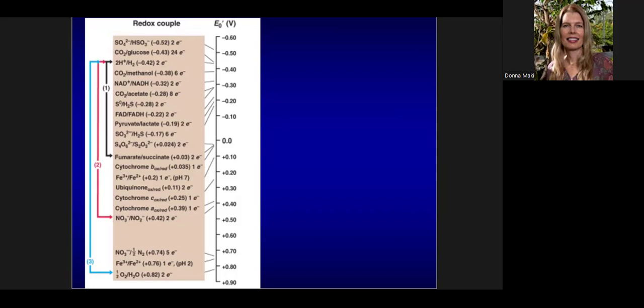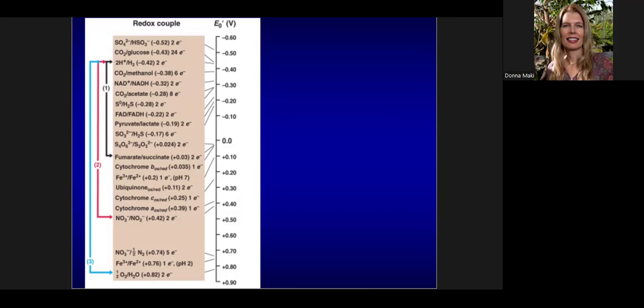But, so you see here that the Fe3+ and the NO3- are down really close, so to speak, to oxygen on this tower, which means they would be likely candidates if you're smart. If you're a smart E. coli, that's what you'd be hunting for, and turning on that electron transport chain process that has iron or nitrate at the end.